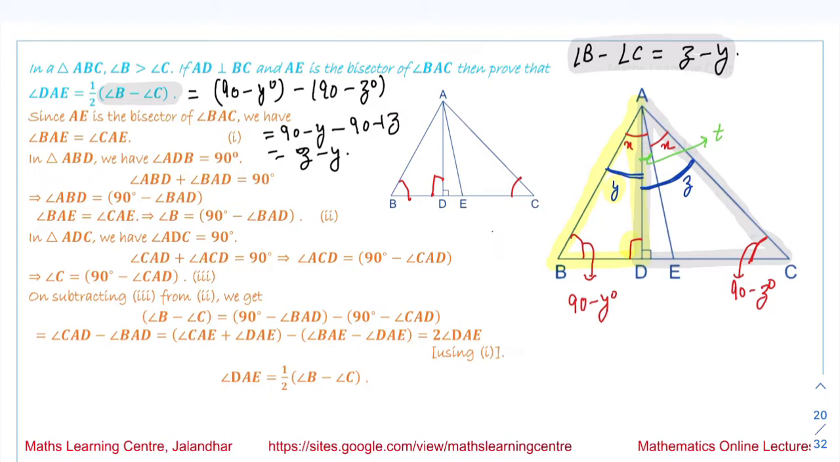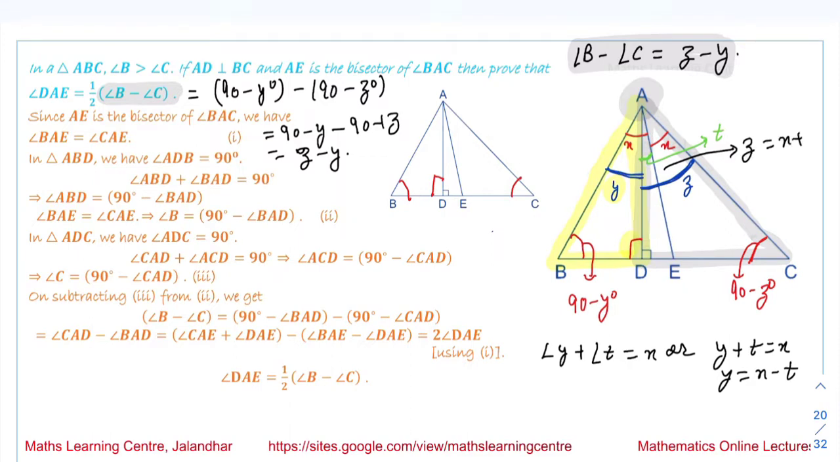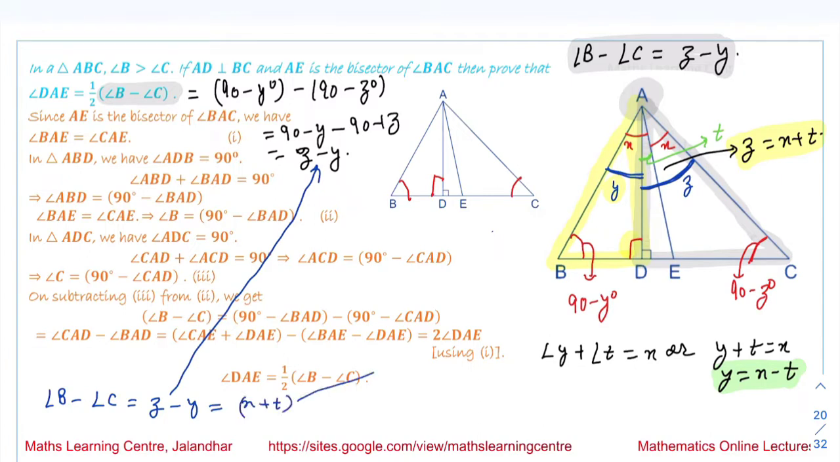Now second, if we look at the angle X, the angle A over here, I can write angle Y plus angle T is equal to X, so I will get Y is equal to X minus T. Similarly, over here I will have Z is equal to X plus T. So now I am having two more values: Z is equal to X plus T, and Y is equal to X minus T. If I substitute both these values in the equation, angle B minus angle C is equal to Z minus Y, then I put the value of Z as X plus T, and the value of Y as X minus T.